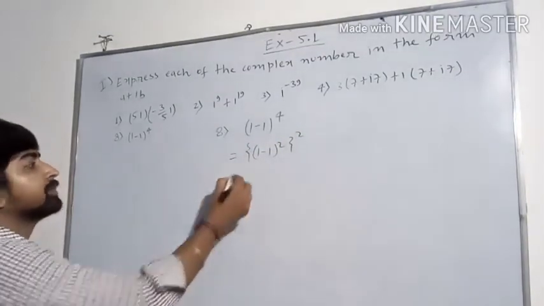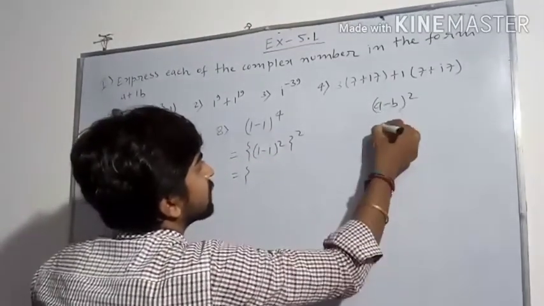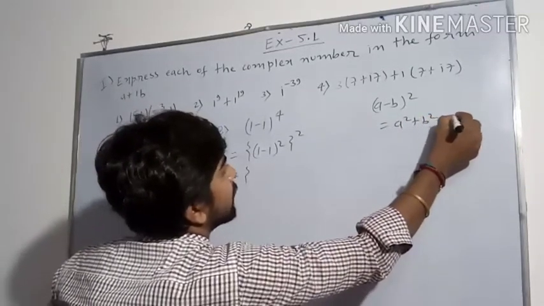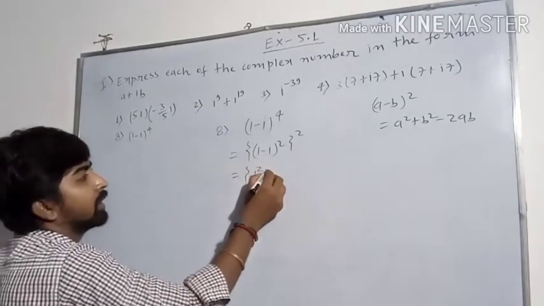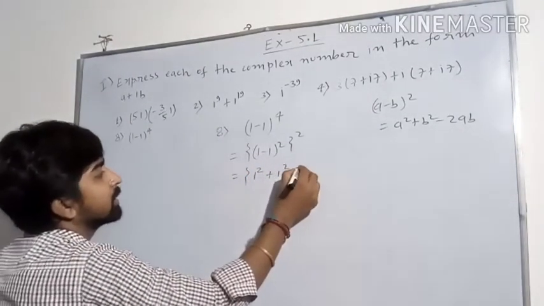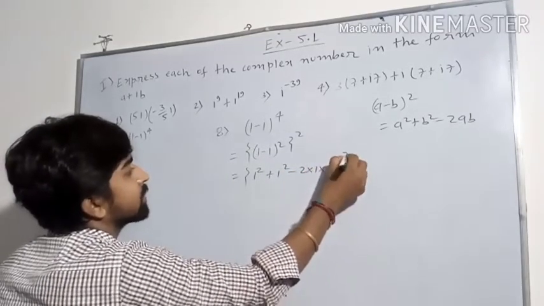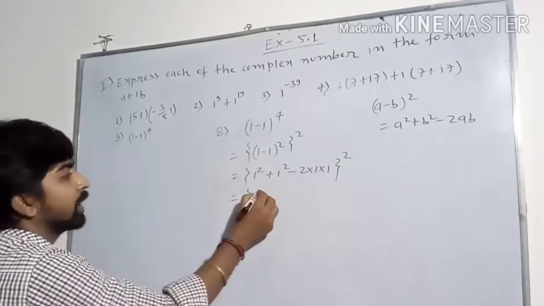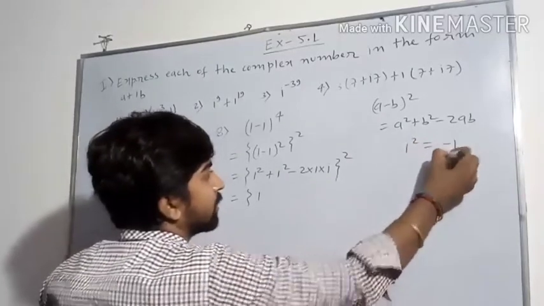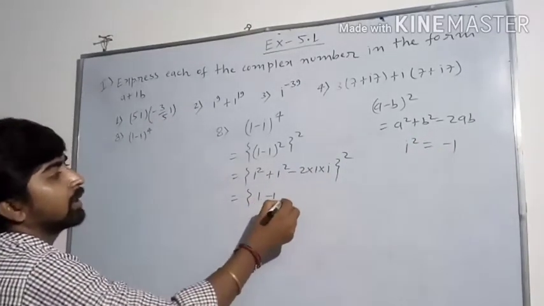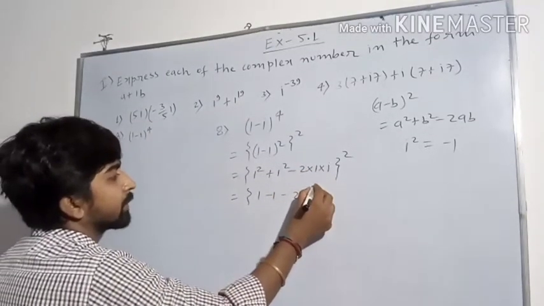We can write, students. Now since we know A minus B whole square equals A square plus B square minus 2AB, we will use this formula here, and this will be square of 1 plus square of I minus 2 into 1 into I, then after square. Square of 1 is 1, square of I means I square equals minus 1, so we will write here minus 1, and this is 2 into 1 into I equals 2I and square.